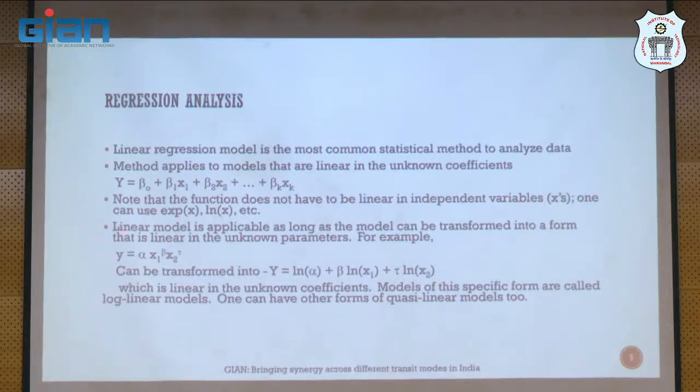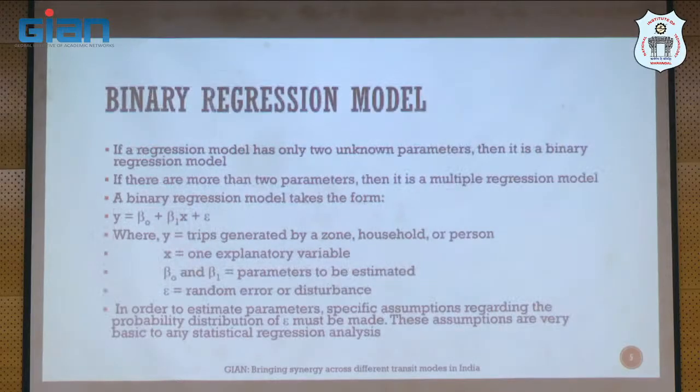So this is an example of a log linear model. Again, in the example I showed the data in the last afternoon session, we took log y because y has a very large range. We made the range smaller by taking the logarithm of it, and we used it. You can also use other forms of linear models. The simplest form of a linear regression model is a binary regression model, where you have only the constant and one independent variable. So I only have x as an independent variable. For example, y is the number of trips generated, x is one explanatory variable, beta naught and beta 1 are coefficients we want to estimate.